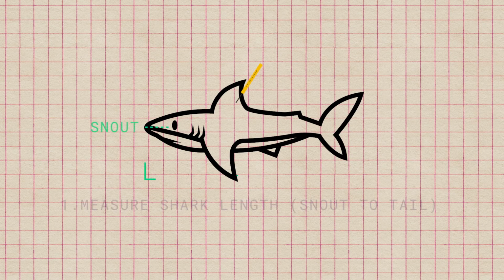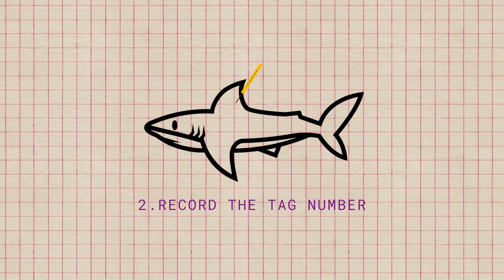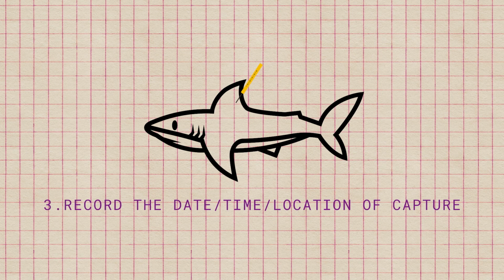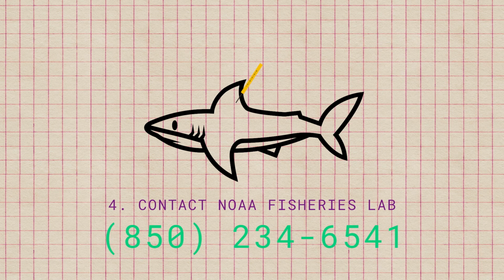If you encounter a shark that has a tag like this on the dorsal fin, please measure the shark's length from the snout to the fork of the tail, record the tag number, the date, time, and location of capture, and contact NOAA Fisheries Panama City Lab at 850-234-6541.